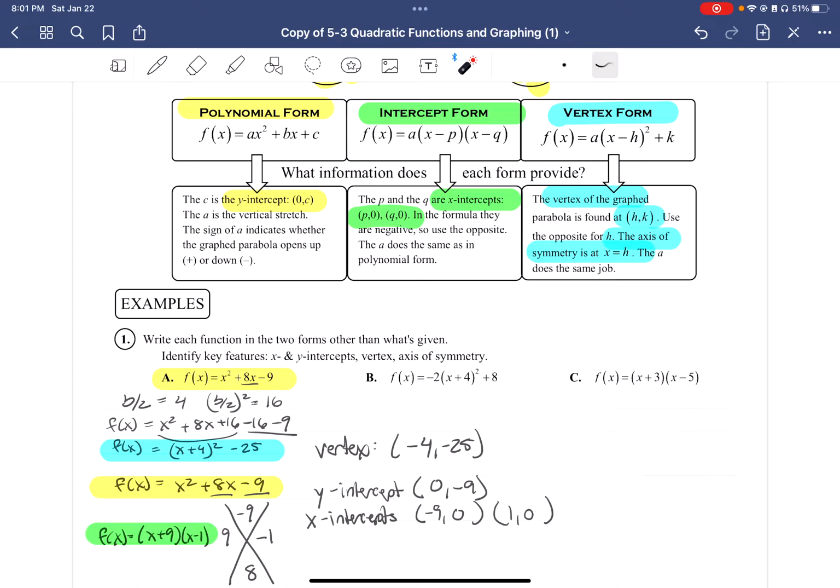The last thing, and like I said, we haven't talked about this much, but we're going to go over it. The last thing we can get from vertex form is the axis of symmetry.